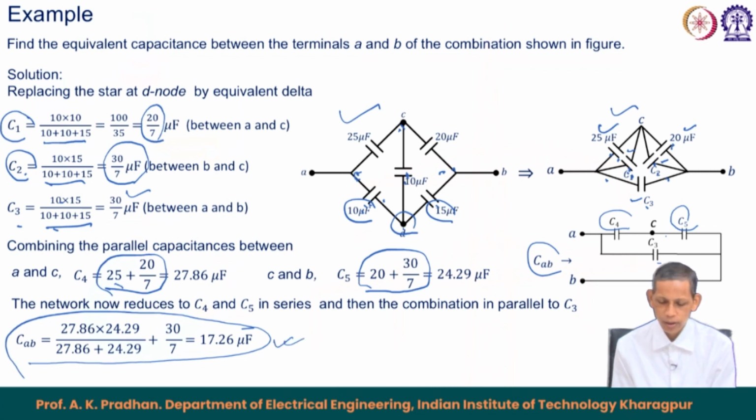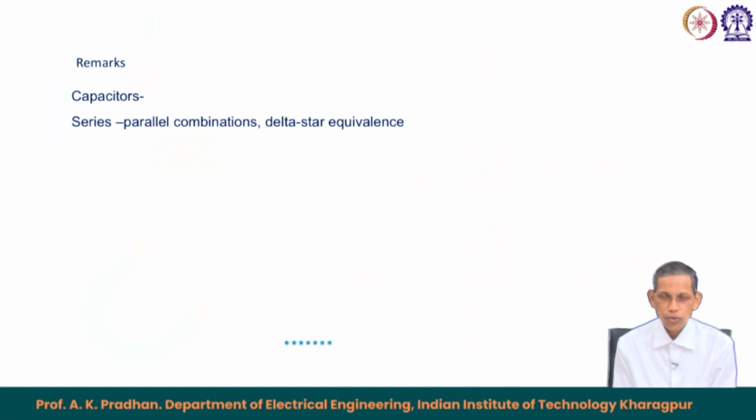17.26 microfarad. So, in this lecture we discussed the basic properties of a capacitor, then we went through the series and parallel combinations of capacitors, also the voltage division across capacitors in a series combination, and then we talked about delta-star and star-delta transformations, and we found the corresponding relations to be different from what we have learned for simple resistive circuits in a DC environment. Thank you.